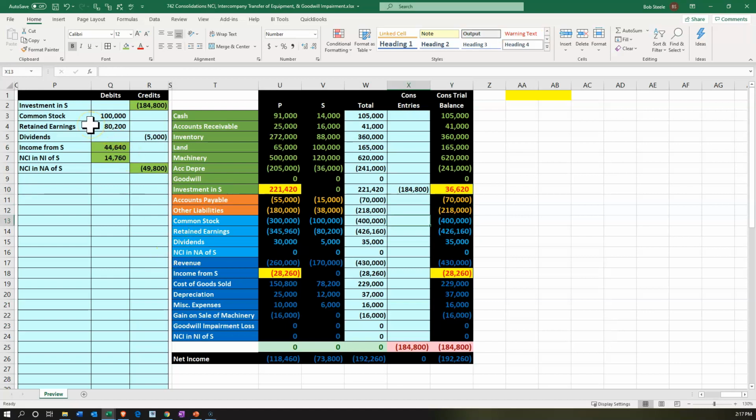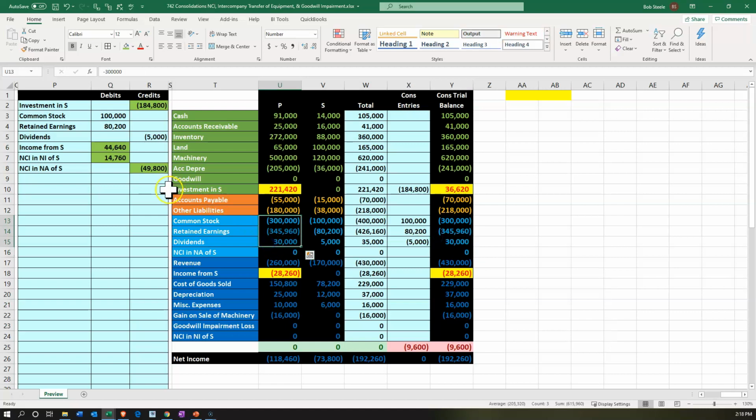The common stock, we're going to remove, in essence, S's portion to get back to P's portion. Then we've got the retained earnings, a similar process. We're removing S's portion to get back to P's. The dividends are also removing S's portion to get back to P's. You can see here's P's, here's S, here's the total. Then we removed S to get us back to P.